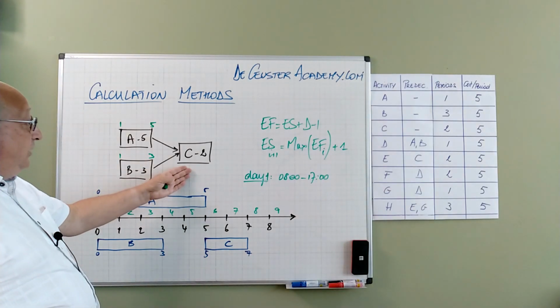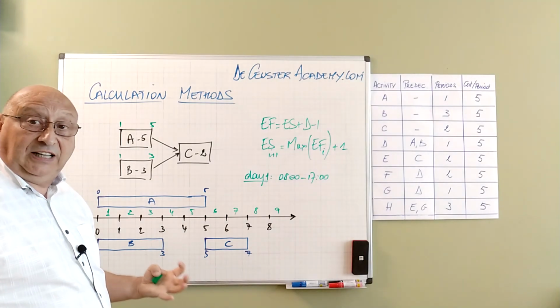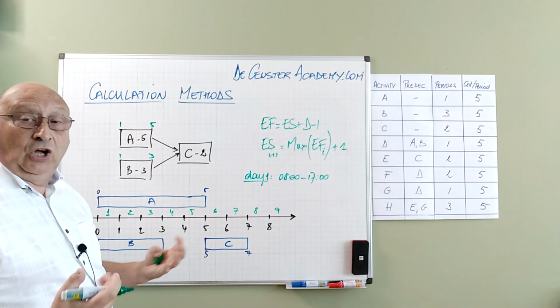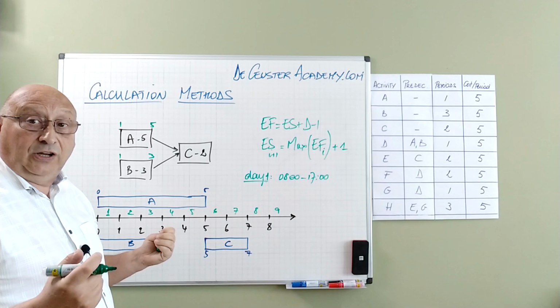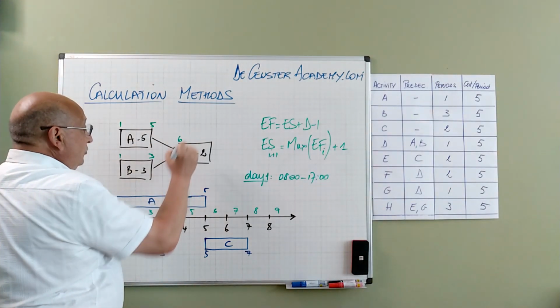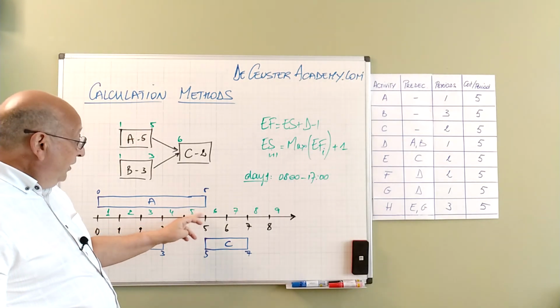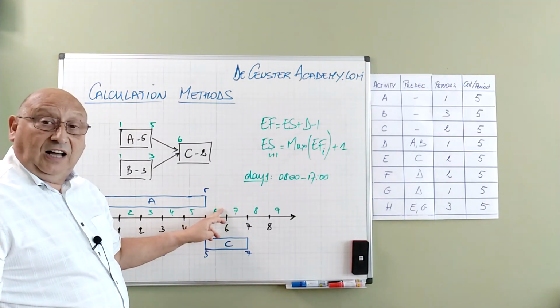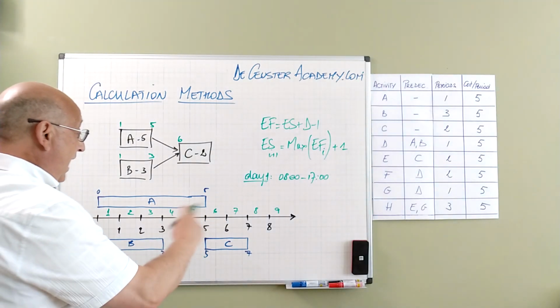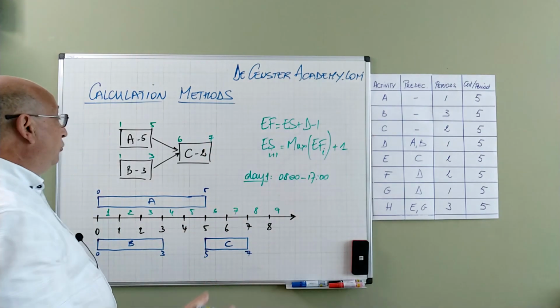And now we continue with C. C can only start when A is finished because that's the activity with the highest early finish time. We find A finishes at day 5, so C can only start at day 6. And it takes 2 periods, 6 and 7, hence the formulas that we have here.